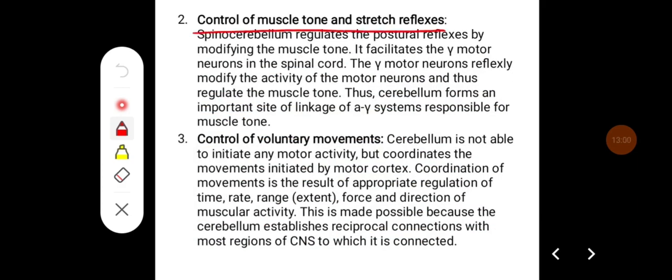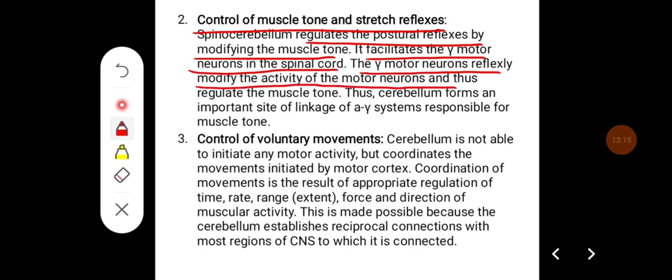Control of muscle tone and stretch reflexes. Spinocerebellum regulates the postural reflexes by modifying the muscle tone. It facilitates gamma motor neurons in the spinal cord. The gamma motor neurons reflexly modify the activity of the motor neurons and thus regulate the muscle tone. Thus, cerebellum forms an important site of linkage of alpha-gamma system responsible for muscle tone.